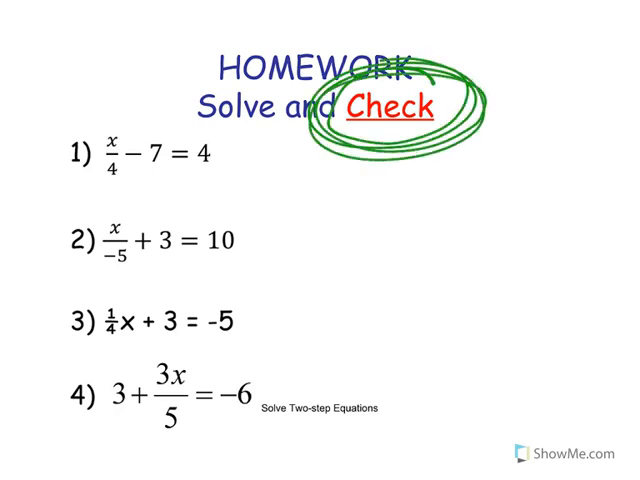So you're going to rewrite. If we're going to go through the first one, like we did yesterday, you're going to write the equation. You're going to show me that you're adding 7 on both sides. That will give you x divided by 4 is equal to 11. You're going to show me that you're multiplying both sides by 4, and that should give you x is equal to 44.